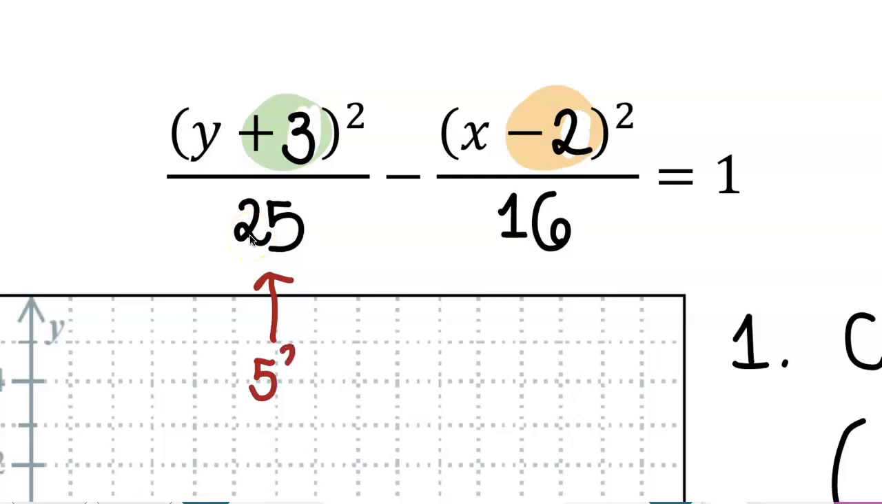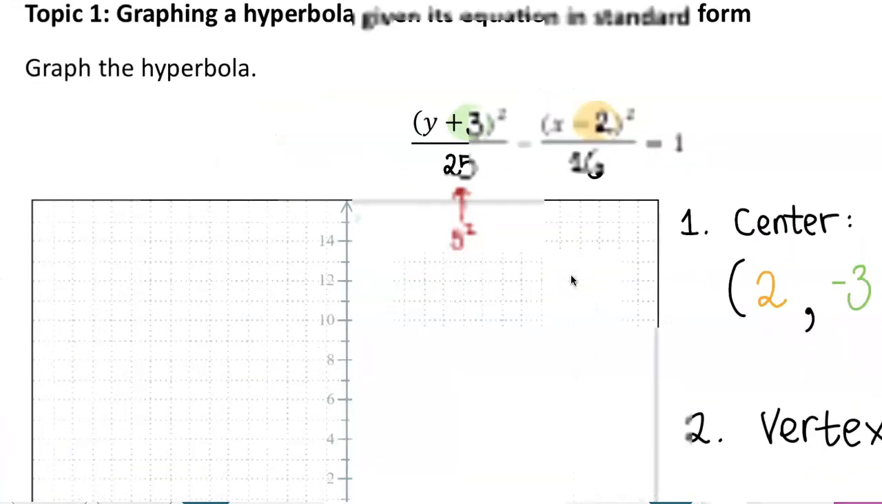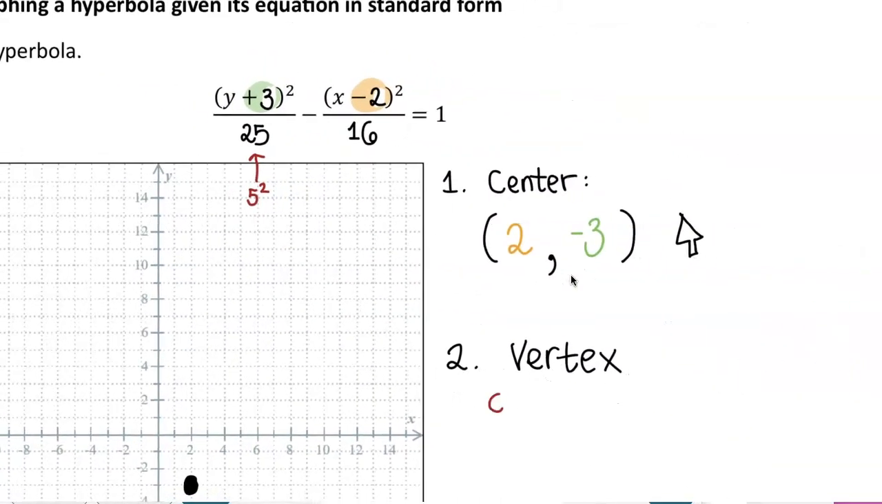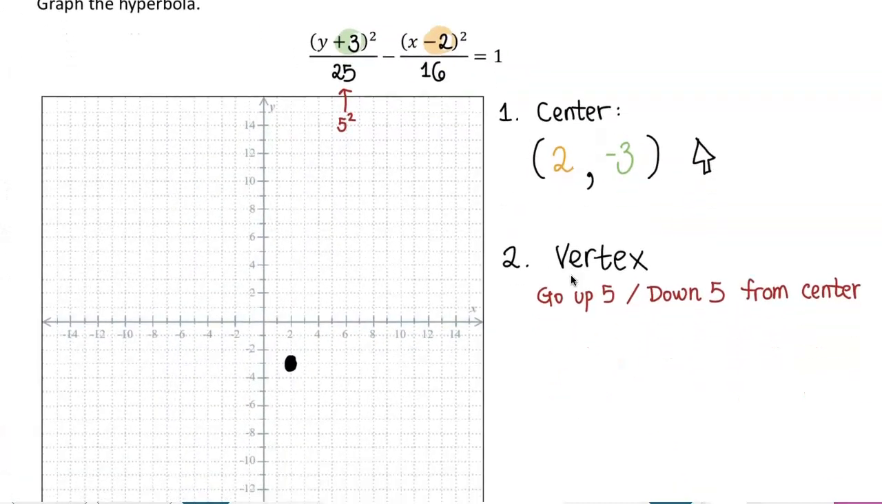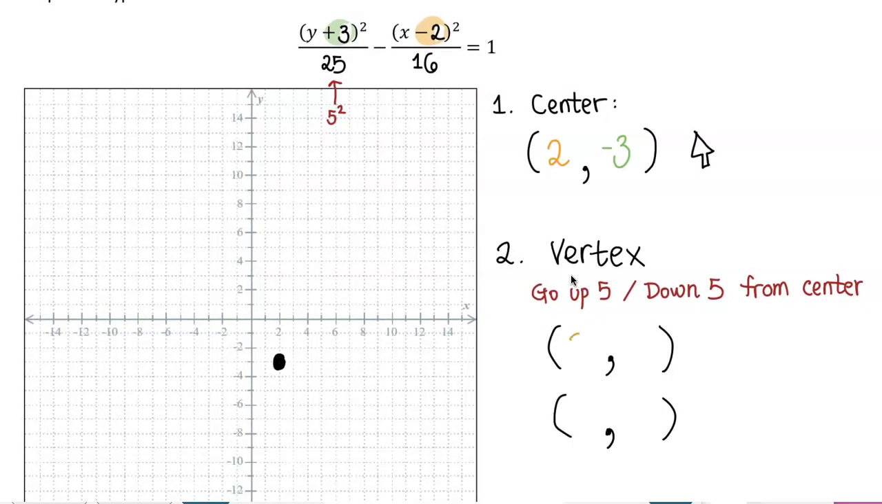First of all, you know 25 can be written as 5 squared, right? So to plot the vertex, I will be going up 5 and down 5 from the center, okay? So let me go down here to find the vertex. Go up 5 or go down 5 from the center. So look, we're not going to the right or left at all, okay? So the x coordinate of the center will be the same. It's going to be still 2 and 2.